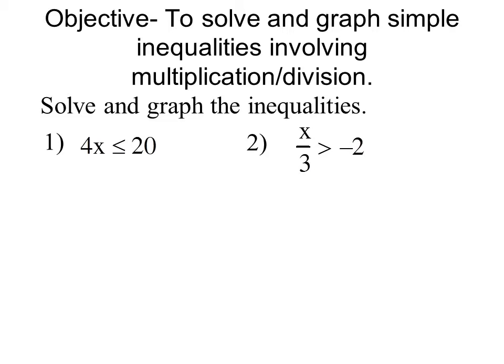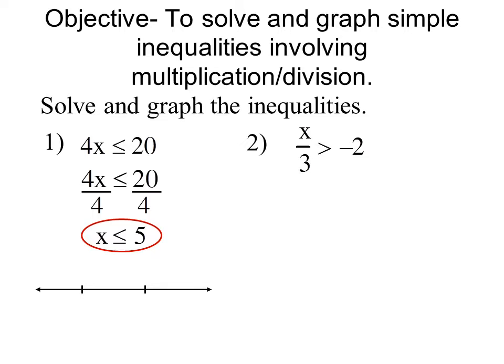Divide by 4. So you divide both sides by 4, and then I would just get x is less than or equal to 5. That one is totally fine, normal. And then we're just going to graph real quick. So look, here's my simple graph with just 0 and 5.